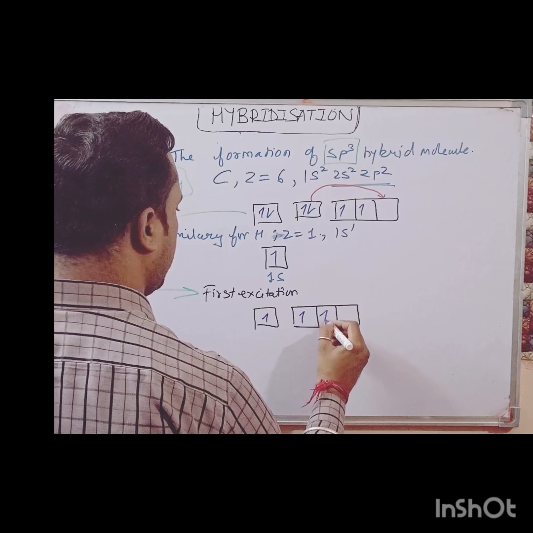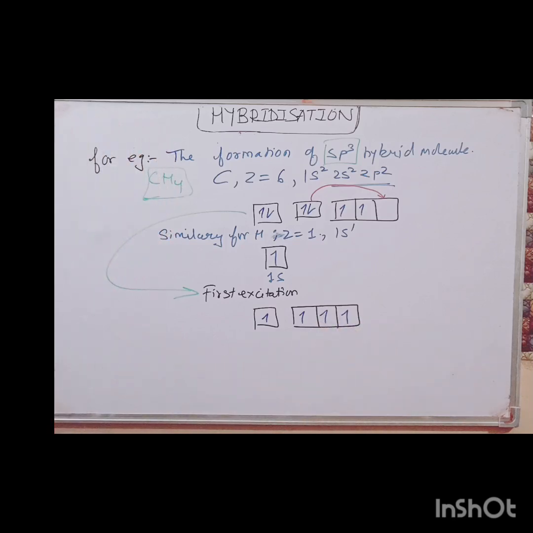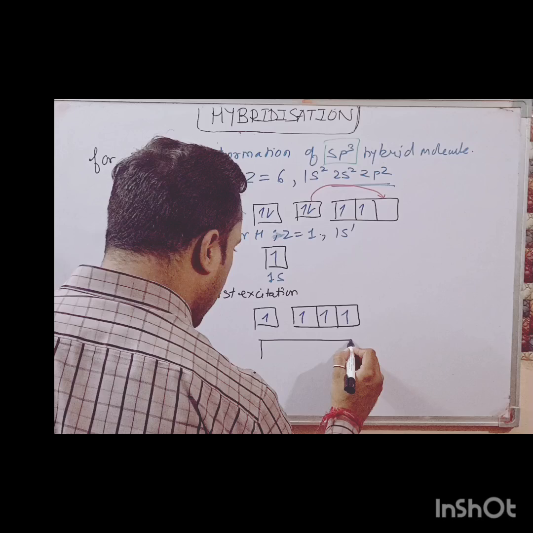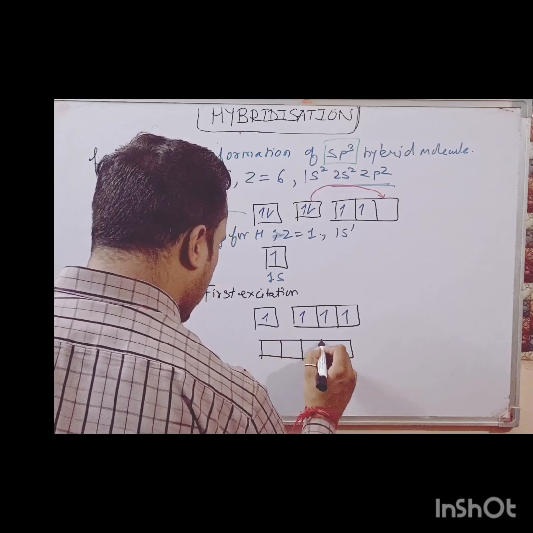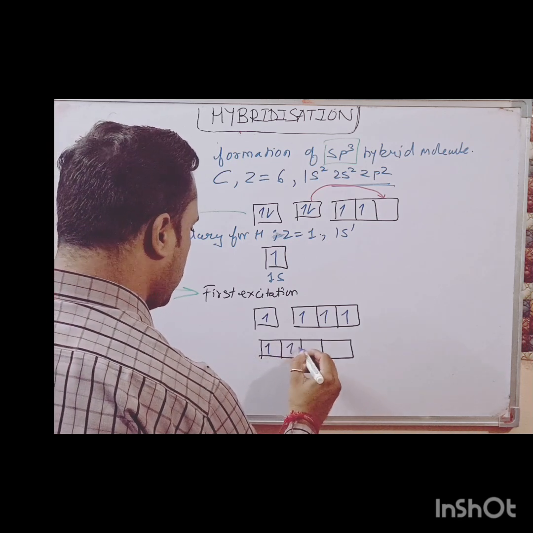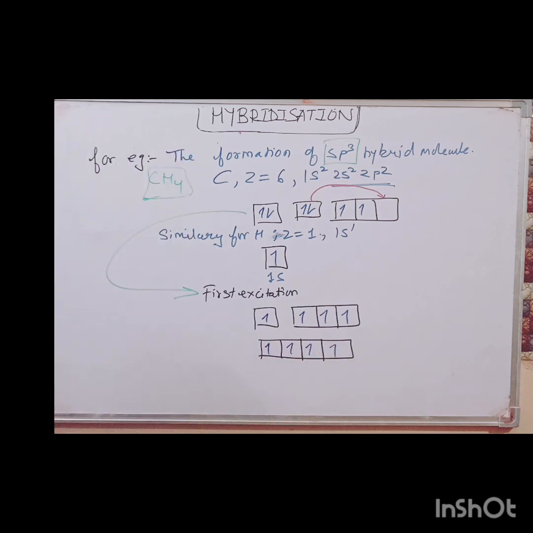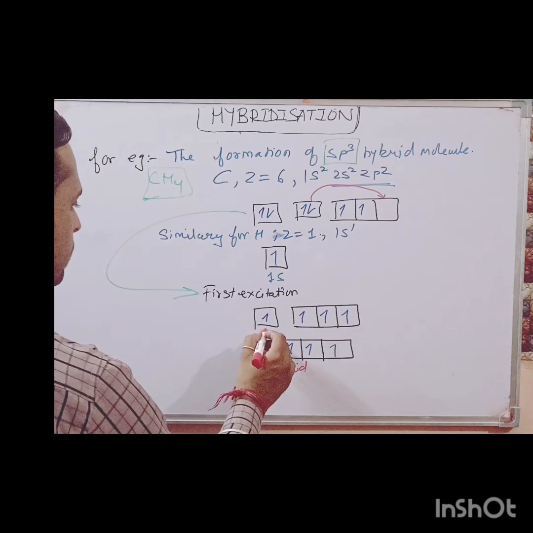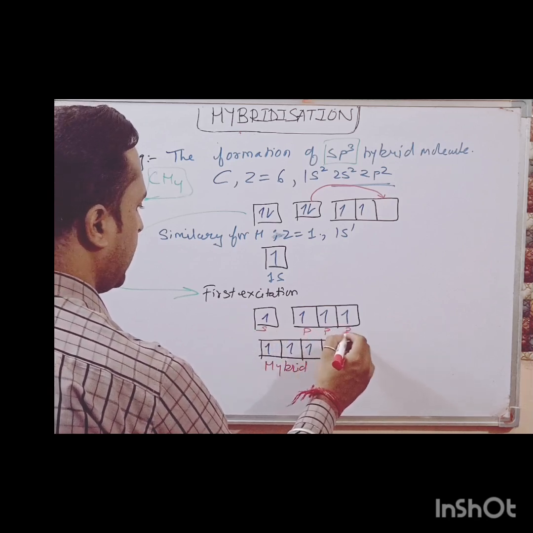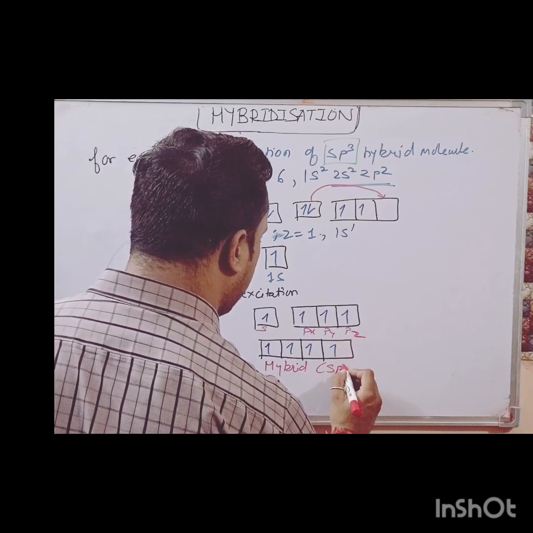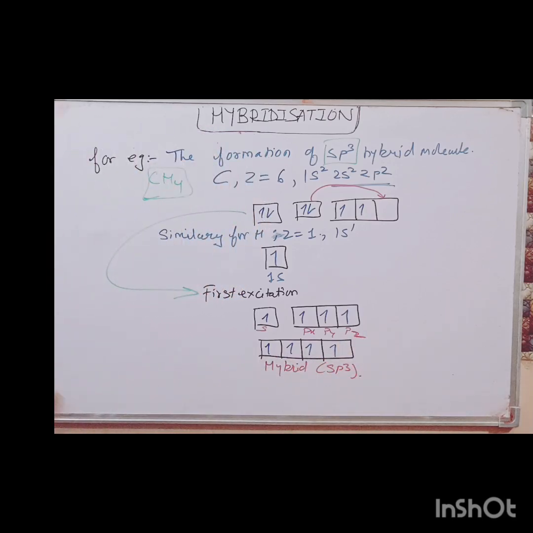Now we can see that there are 4 orbitals with us, and all 4 orbitals combine to form the hybrid orbitals. These are called hybrid orbitals. As we can see, there is one s orbital and three p orbitals, px, py and pz, so they form sp3 hybrid.